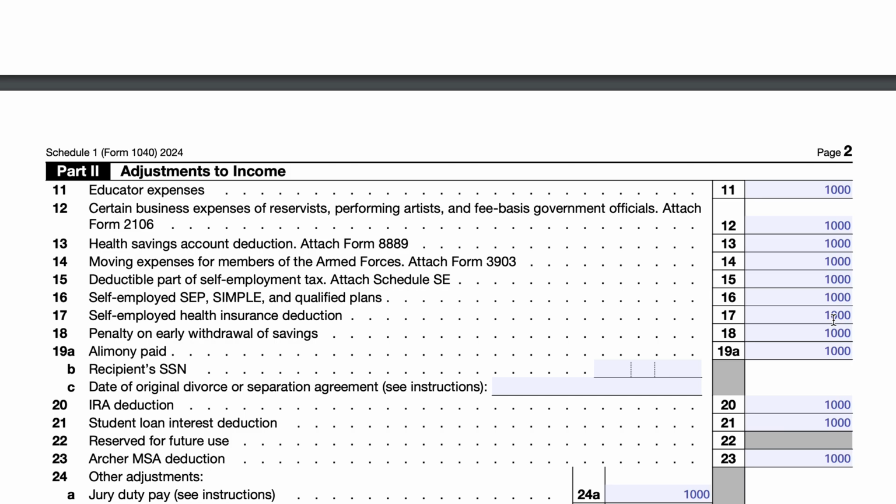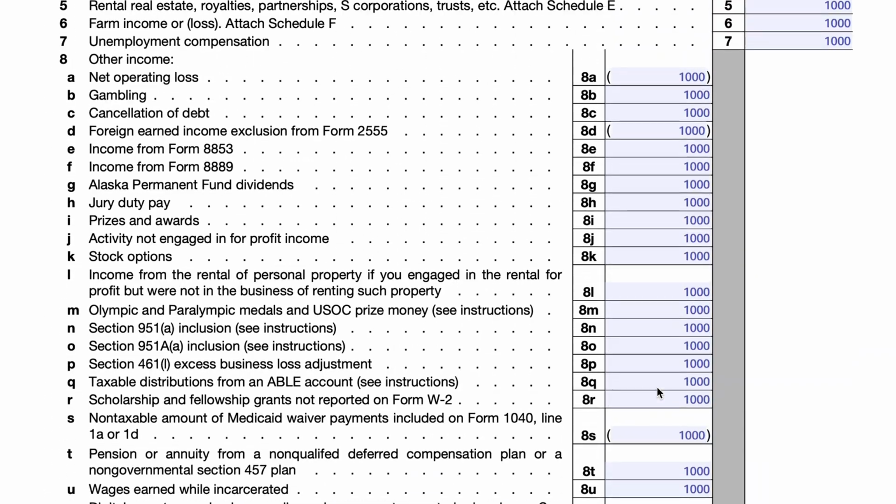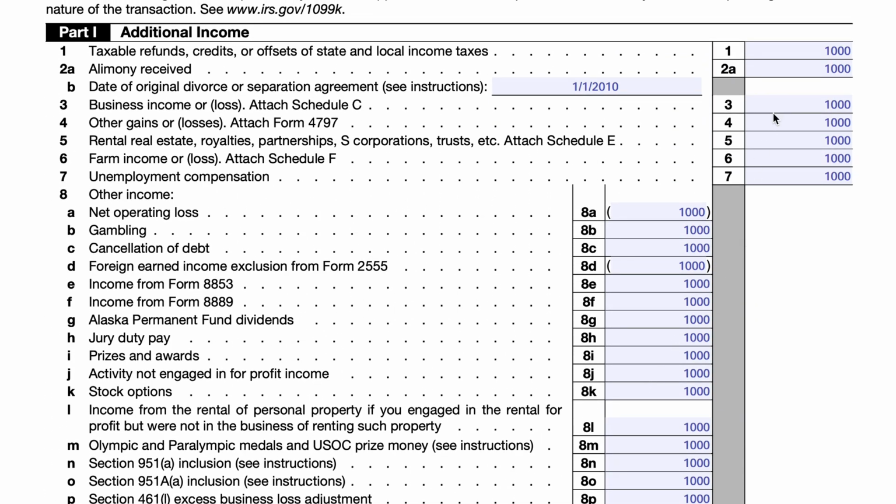1099-OID, original issue discount. If you paid alimony, and again, that divorce was finalized on or before December 31st, 2018, then you can write that off here. You would enter the recipient who should be reporting that on his or her tax return. And again, the IRS will look at this and cross-reference this with the other person's tax return to make sure that this matches up. So that's the IRS's way of checking on this.